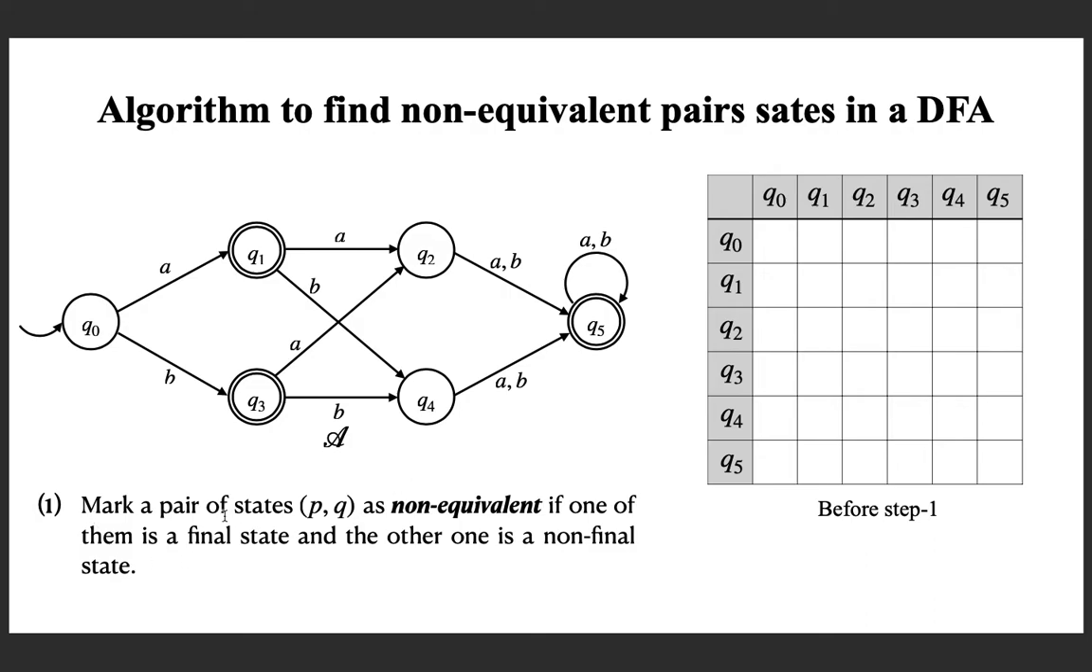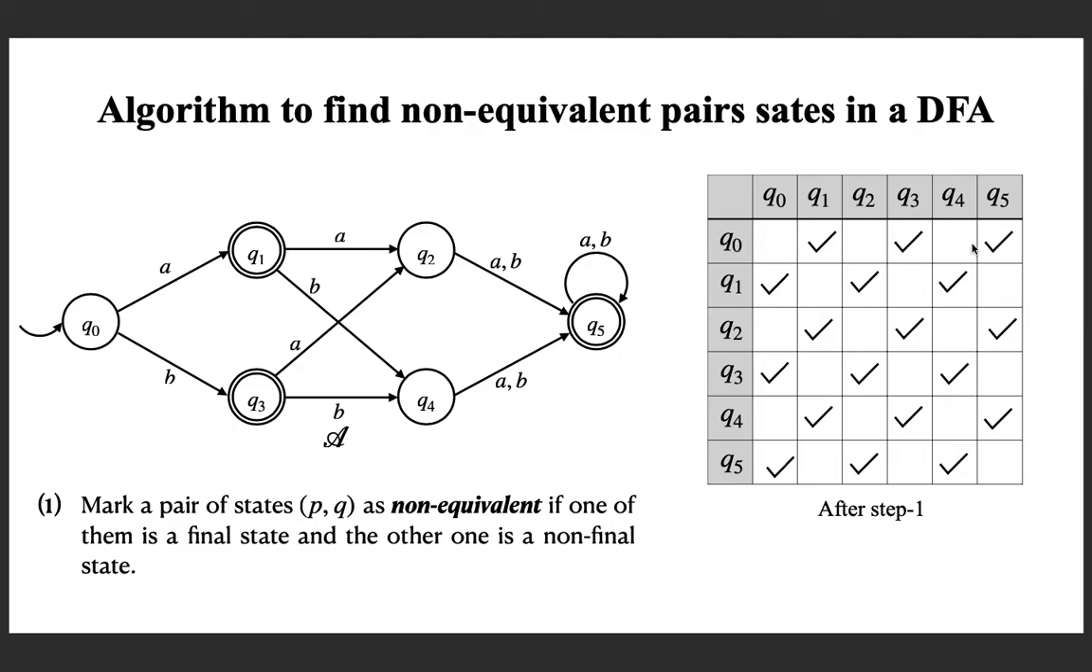So what is the first step? Mark a pair of states PQ as non-equivalent if one of them is final and the other one is non-final. So this is the first step. You can see that Q0, Q1 is marked because one of them is final and the other one is non-final. It's symmetric, therefore Q1, Q0 will also be marked. So this is symmetric. Actually, no need to find both the triangular portions. Only one is enough, but I am showing both. Okay, you can just verify that it is correct.